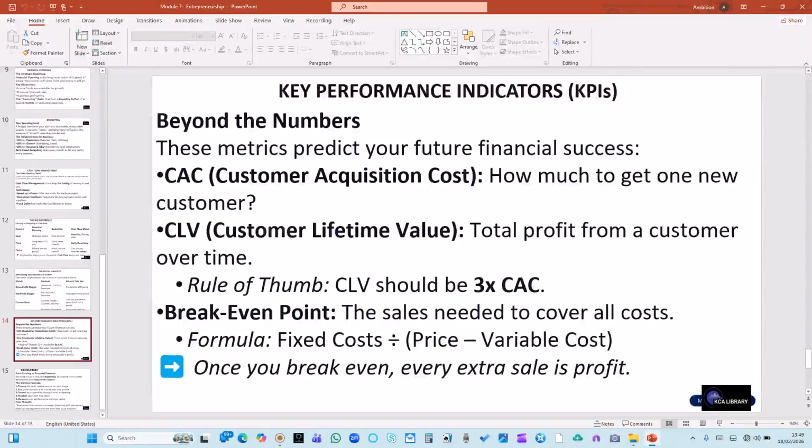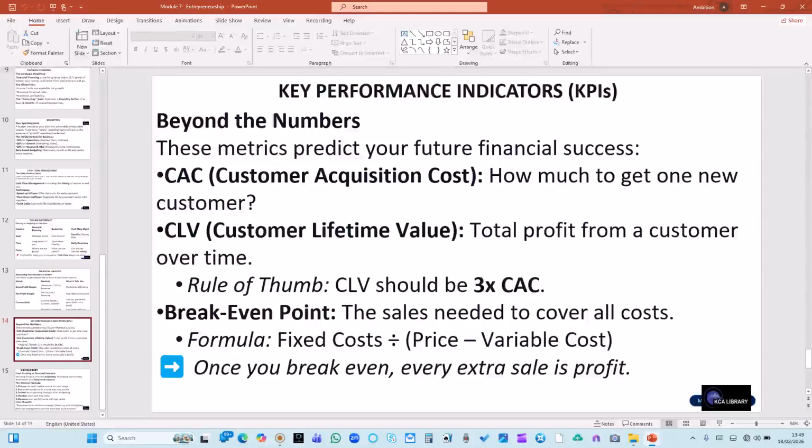Another key performance indicator is the break-even point, which is the sales needed to cover all costs. The formula to calculate your break-even point is the total fixed cost over your selling price minus the variable cost. Once you break even, every extra sale is profit.